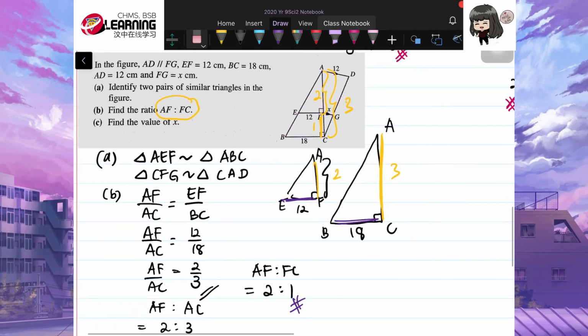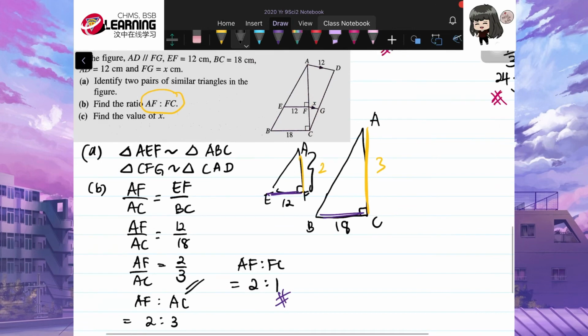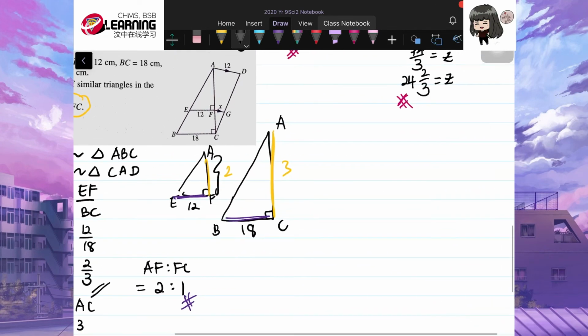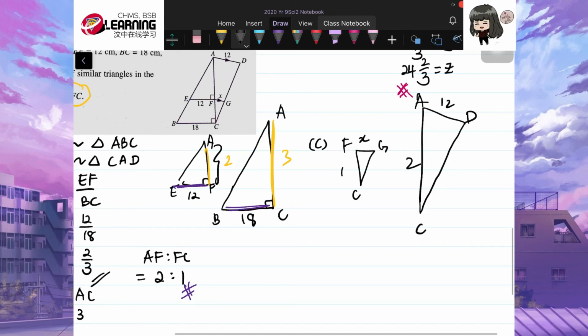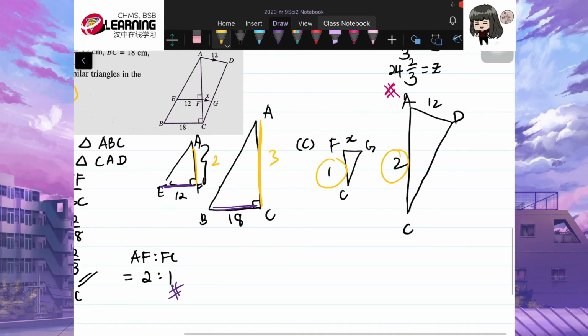So for part C, find the value of x. Let's find out. This one we will use the other pair of similar triangles, which is CFG with the big one, CAD, and we label 12 here, x, and we know that the ratio of AF to FC is 1 to 2. This is only the ratio. I circle it, means the ratio.